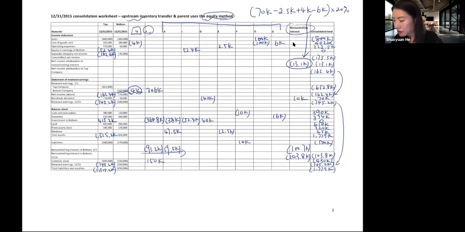So there are three things to check here. First, your equity in subsidiary earnings should go to 0. And then your investment account should go to 0. And then lastly, your total assets should be equal to your total liabilities and shareholders' equity. So this is the upstream case, where the parent uses the equity method.